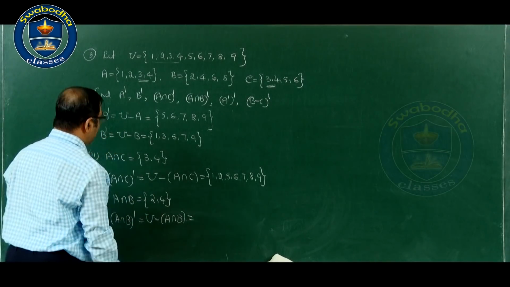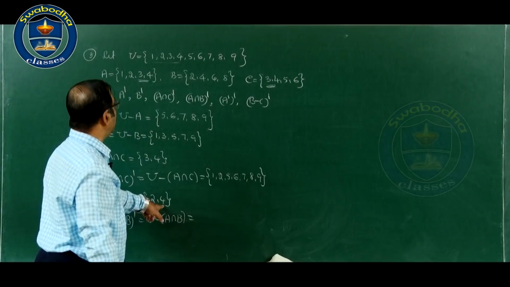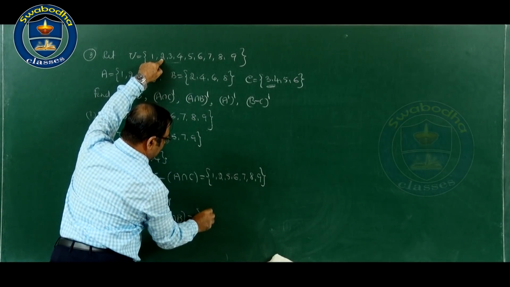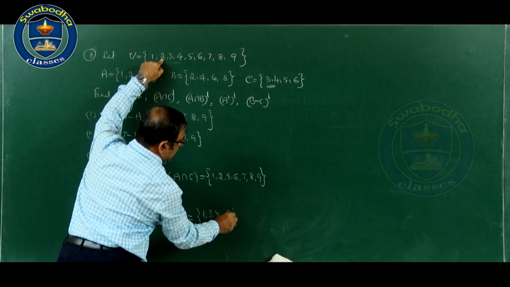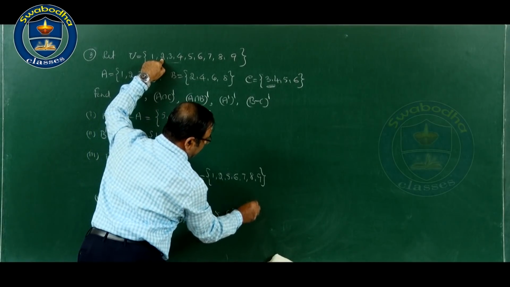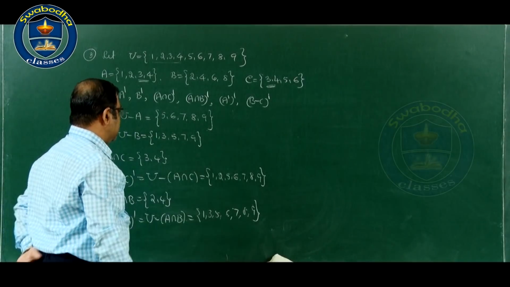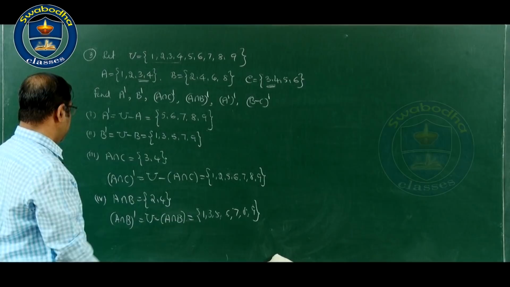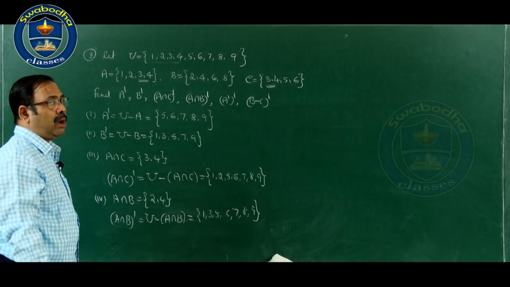Okay. Now what is A intersection B? 2, 4. You subtract 2, 4 from this. So what do you get? 1, 3, 5, 6, 7, 8, 9. So that is A intersection B complement.